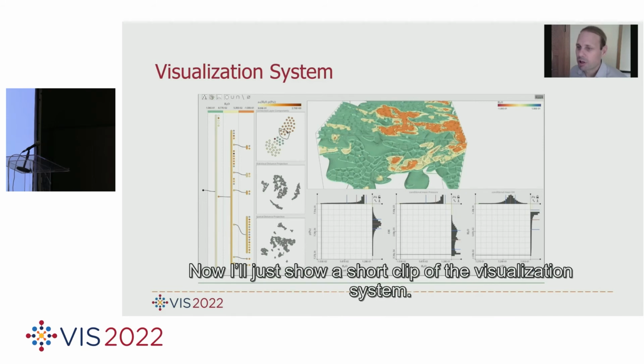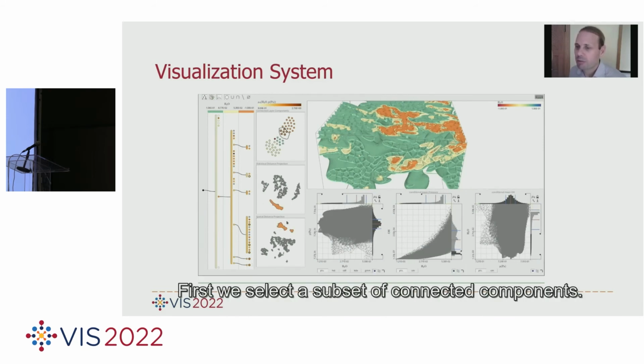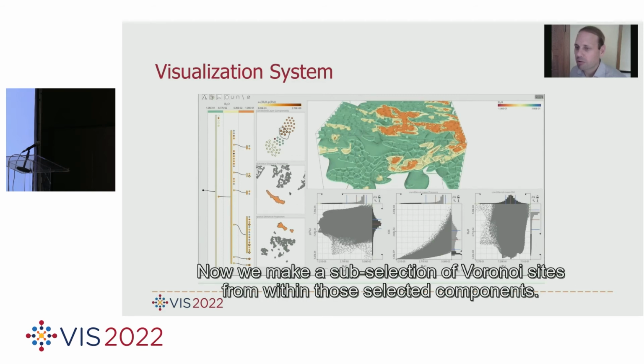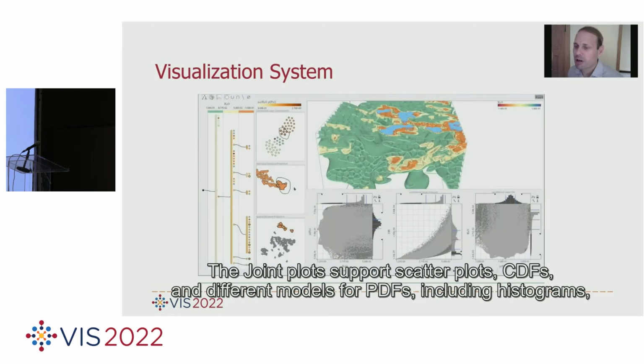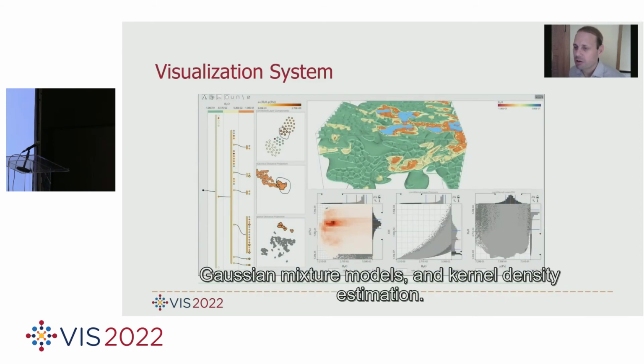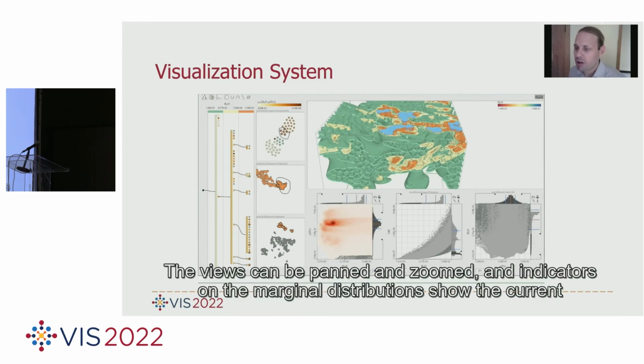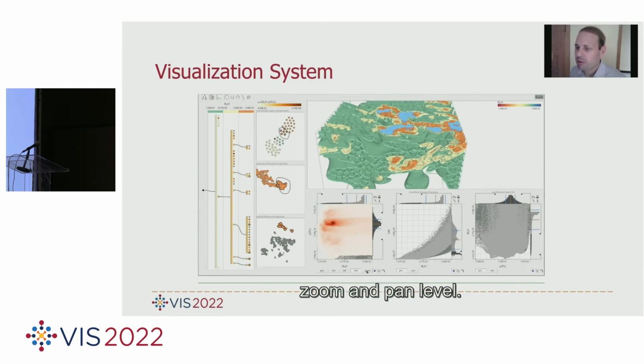Now I'll just show a short clip of the visualization system. First, we select a subset of connected components, and we make a subselection of Voronoi sites from within those selected components. The joint plots support scatter plots, CDFs, and different models for PDFs, including histograms, Gaussian mixture models, and kernel density estimation. The views can be panned and zoomed, and indicators on the marginal distributions show the current zoom and pan level.